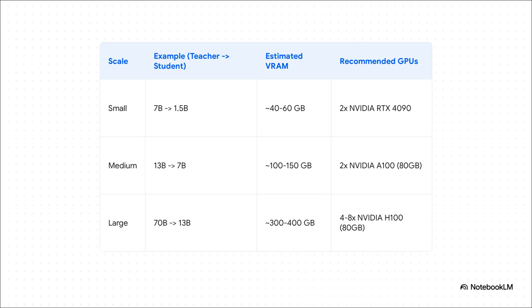First things first, let's talk hardware. Because, let's be real, the VRAM requirements are no joke. Take a look at this table. Even a small distillation, going from a 7 billion parameter teacher to a 1.5 billion student, can need somewhere around 40 to 60 gigs of VRAM. We're talking 2 high-end consumer GPUs right there. And this really highlights the key economic dynamic of all this. It takes an expensive cluster to create the distilled model, but the student you get at the end, that can run on cheap, accessible hardware that you can actually deploy.